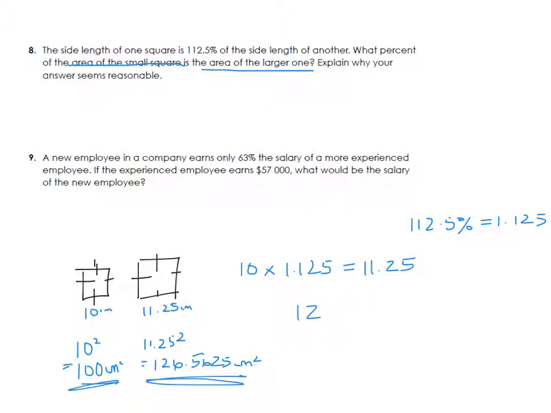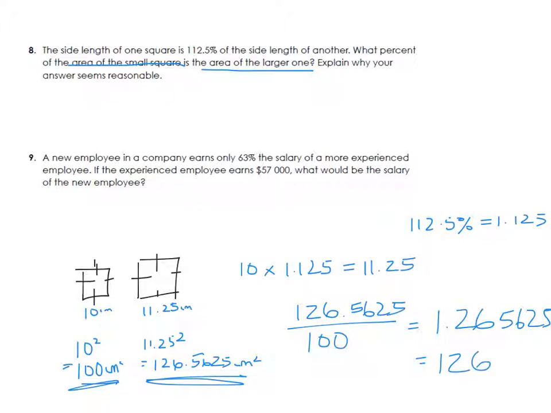And when I do that, I get 126.5625. And I divide by 100. And that's going to give me 1.265625, a whole bunch of other numbers. And that means that the area is 127% the area of the smaller one. And it's not going to just double, because you have to remember what's happening here is you're squaring the values. That's why it makes sense.